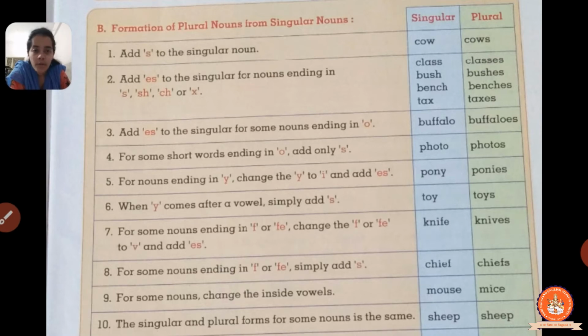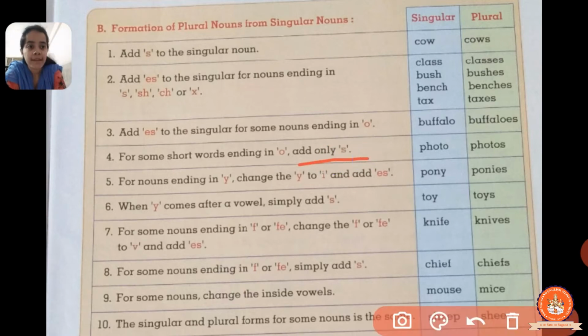So there are some nouns and some words which are very short, and those nouns also end with o. So for converting singular to plural, what we will do? We will just simply add s. We don't have to put es. Remember this. We have to just put the s at the end of that noun. So photo, photos.